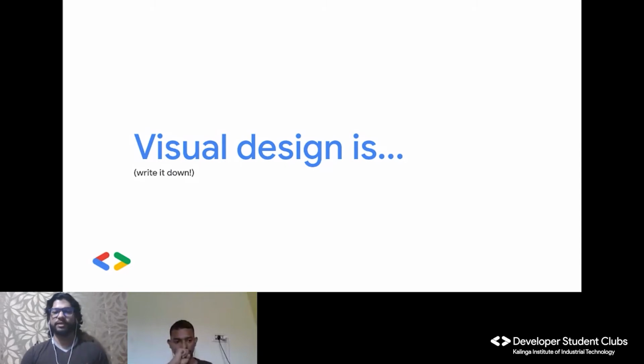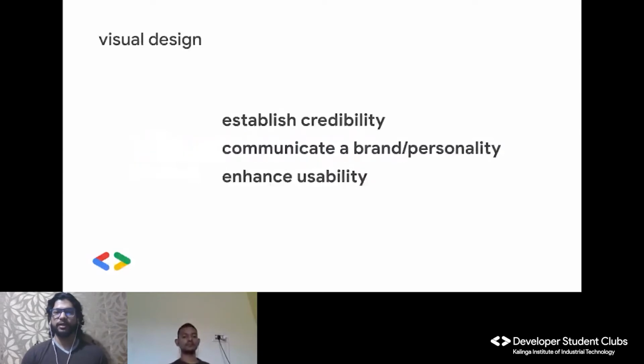So visual design basically serves three purposes. The first is to establish credibility. Like if we were to take a legal firm, we often see that it doesn't have many logos but more text. There is this psychology that more text is related to trust and everything like that. So visual design establishes credibility. The second thing is that it communicates a brand or a personality.